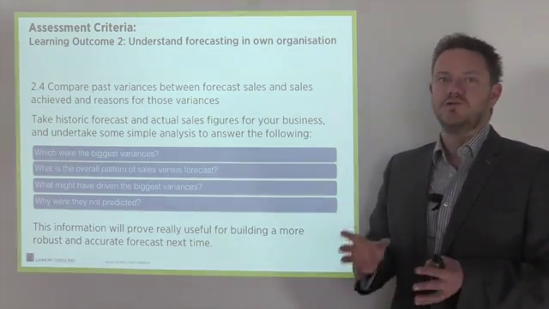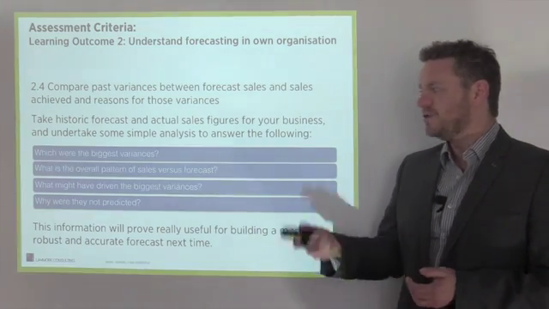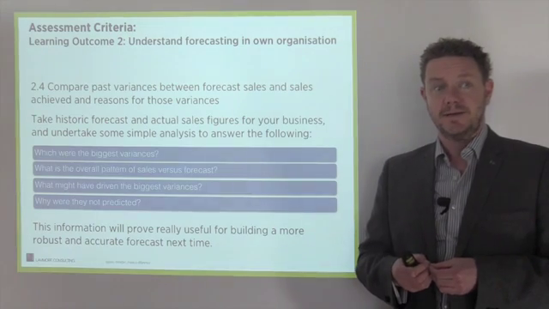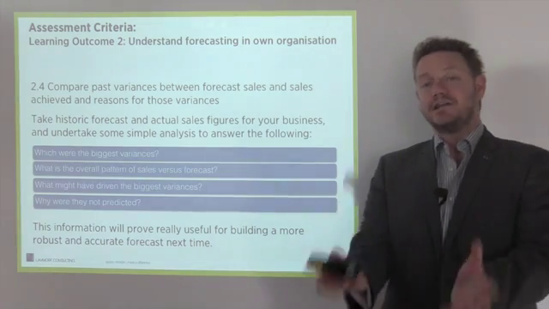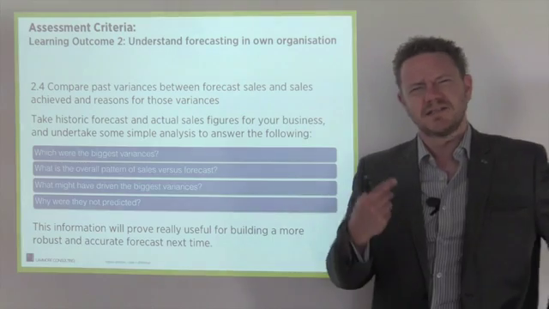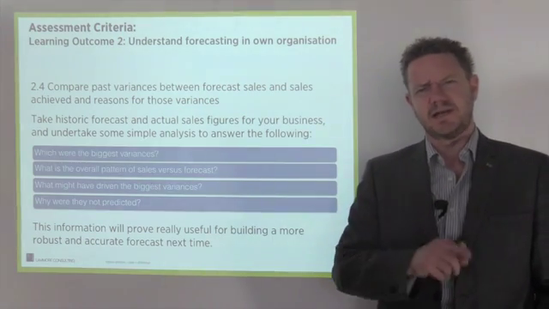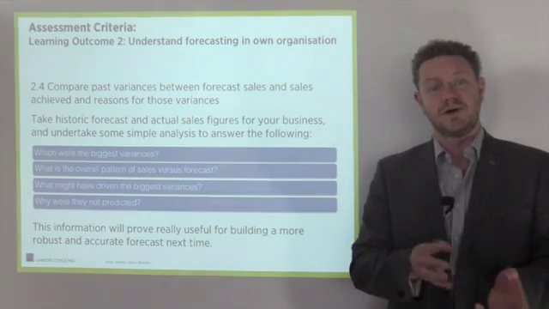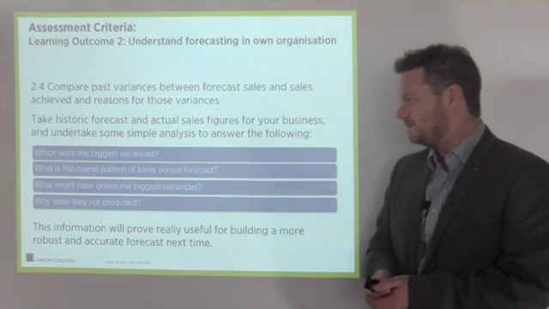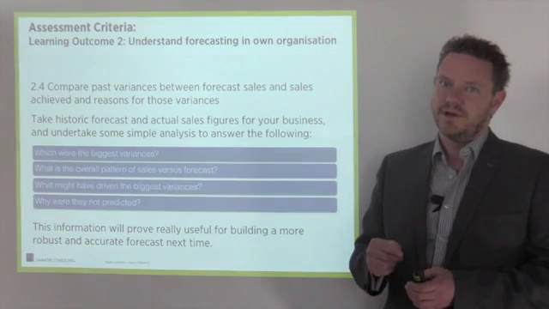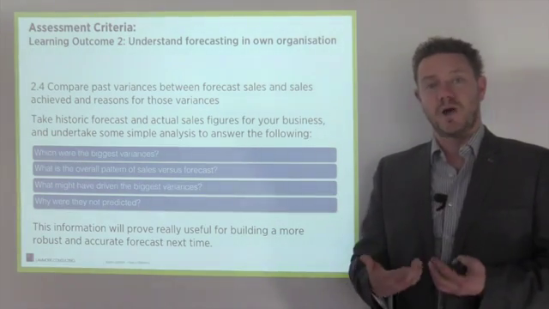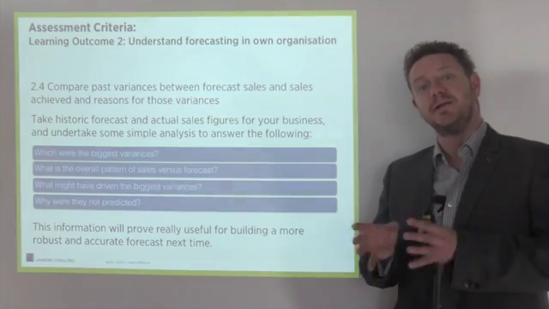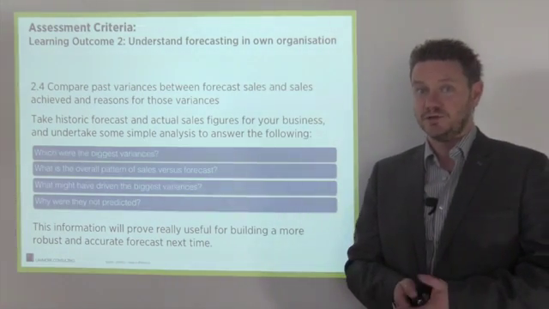Have a look at what drove the biggest variances and how predictable they might be. Have a look at why they weren't predicted in the first place, because it may be they were completely and utterly unpredictable, or it may be that our forecast wasn't quite sophisticated enough last time. And wouldn't it be great if we could build that sophistication into our forecast for next year? This information is going to be really useful for improving the way that we run sales forecasts, so that we can get better at it and build more robust forecasts into the future.